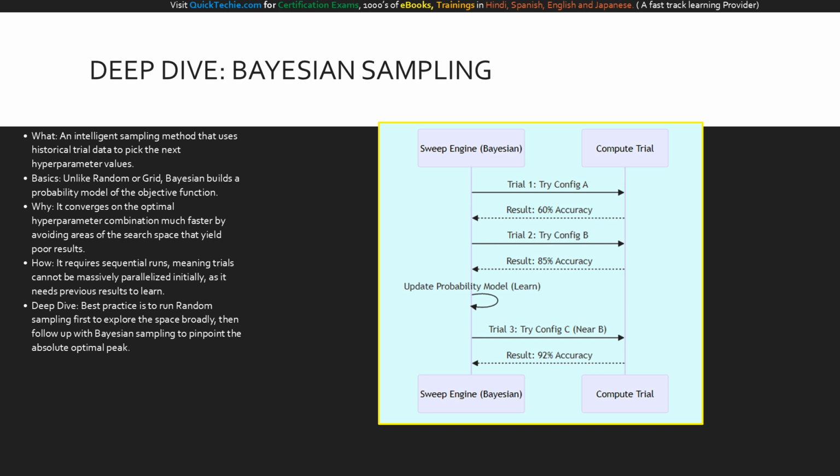This sequence diagram demonstrates the learning nature of Bayesian sampling. The sweep engine sends configuration A to the trial, which returns a poor 60% accuracy. The engine tries configuration B and gets 85%. Now, look at the self-referencing arrow on the engine, update probability model. The engine actively learns that configurations similar to B are better. Therefore, for Trial 3, it intelligently selects configuration C, which is mathematically near B and achieves a 92% accuracy. It sequentially climbs the hill of optimization, rather than guessing blindly.